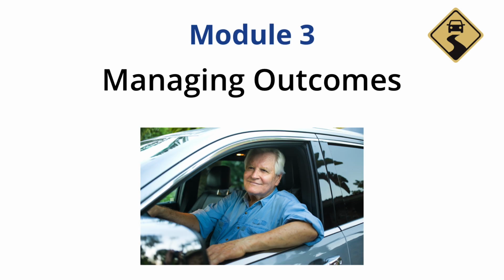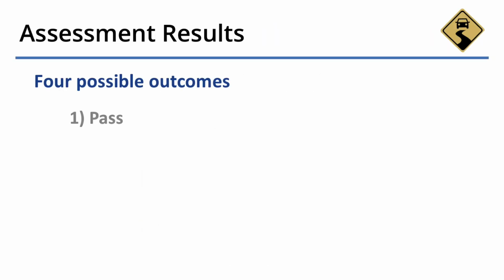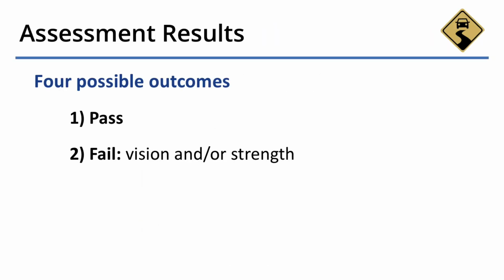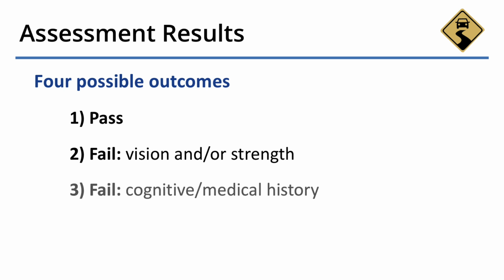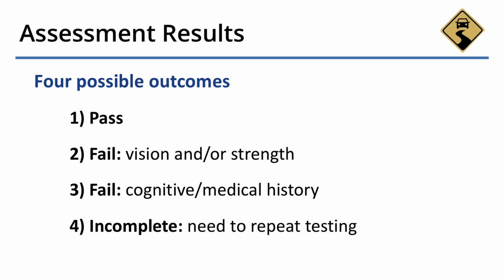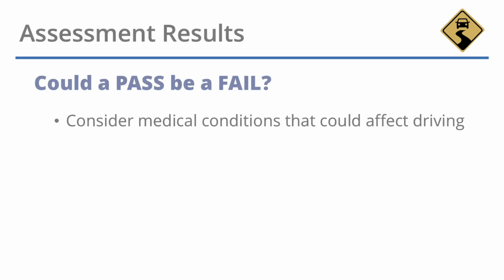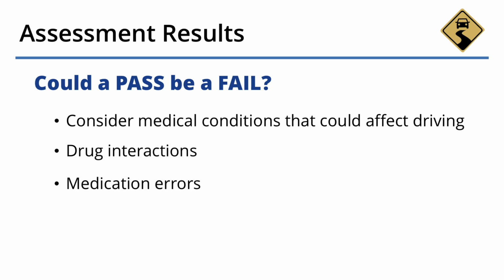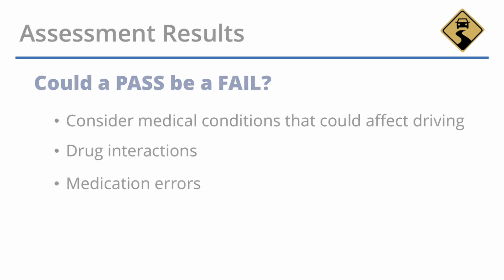Once screening has been completed, the next step is to manage outcomes. The patient may pass all components, fail vision or strength testing, fail cognitive testing, or have a lapse of consciousness diagnosis, or receive an incomplete if they are unable to complete or refuse to take all tests. Many of your patients may pass the screening, but still have medical conditions like diabetes that could affect driving. You'll also want to watch for drug interactions and medication errors.